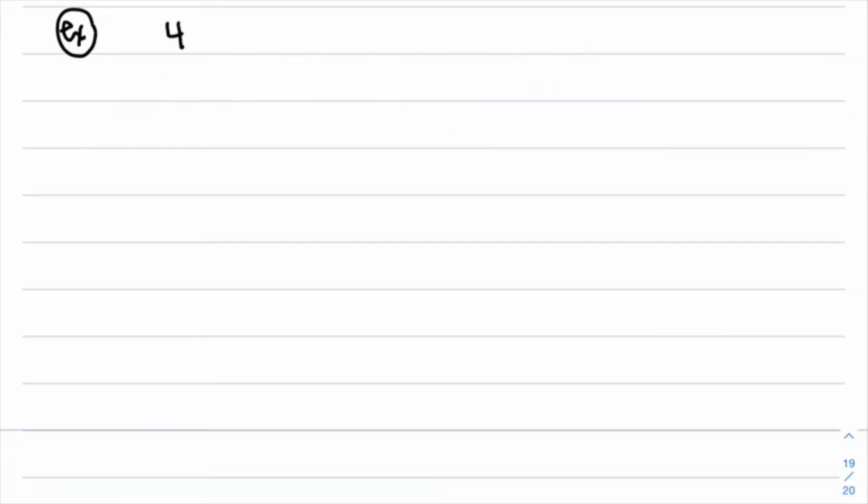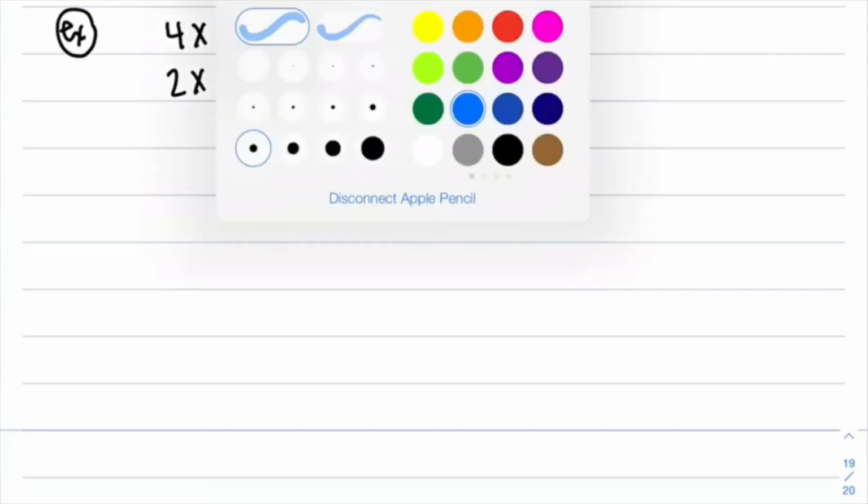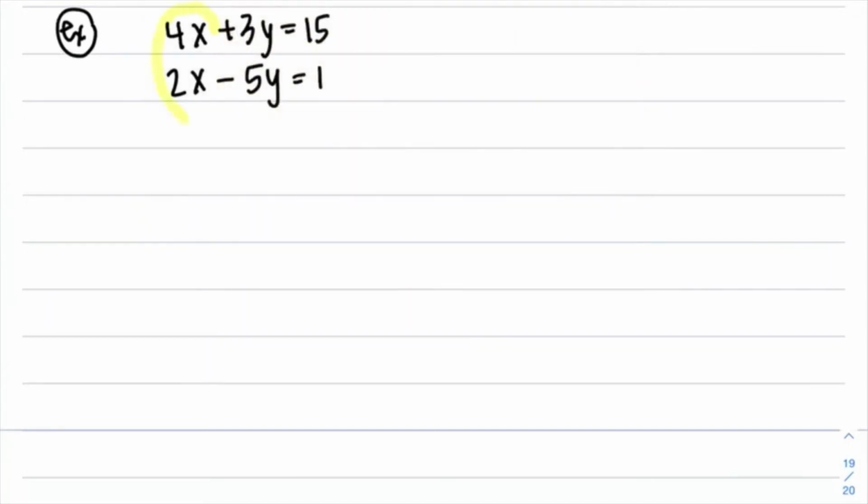Let's go ahead and do this problem. Let's say we have 4x plus 3y is equal to 15. And we have 2x minus 5y is equal to 1. All right, so again, first thing, make sure everything lines up. X and x, we're good. Y and y, we're good. Number and number, we're good. And then even that equal sign, equal sign and equal sign. So everything is ready to go. So we're ready to use elimination.